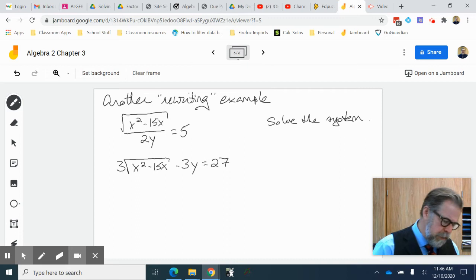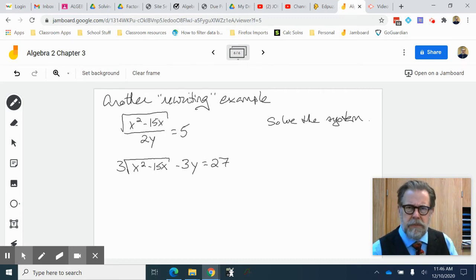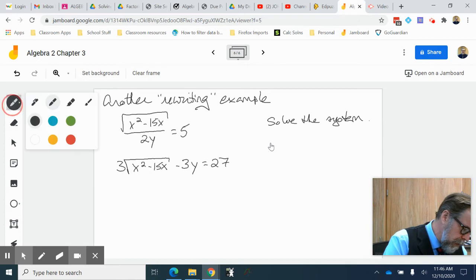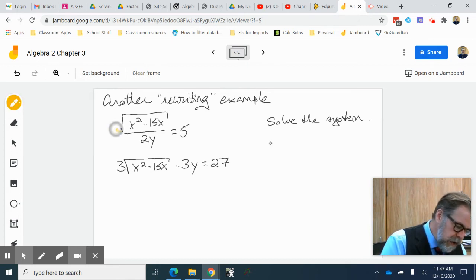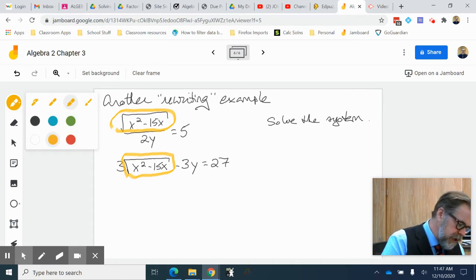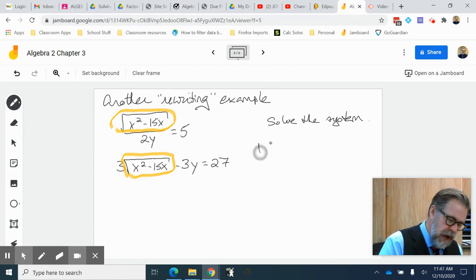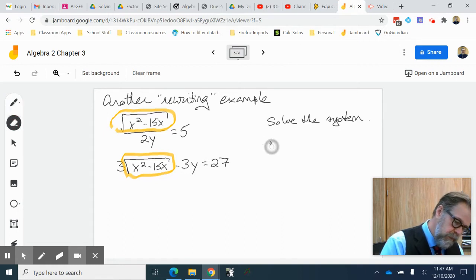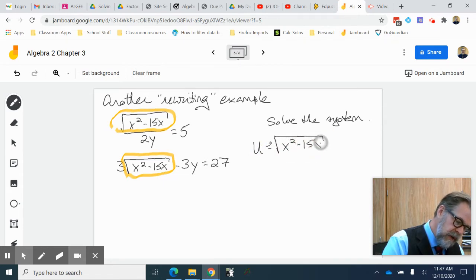But one of the cool things about this, and this is where noticing and being observant and constantly having this in the back of your mind, is I noticed that both of these equations have a square root of x squared minus 15x in them. So I'm going to do a little substitution, and my substitution is going to be as follows. I'm going to say, let's define a new variable, u equals square root of x squared minus 15x.